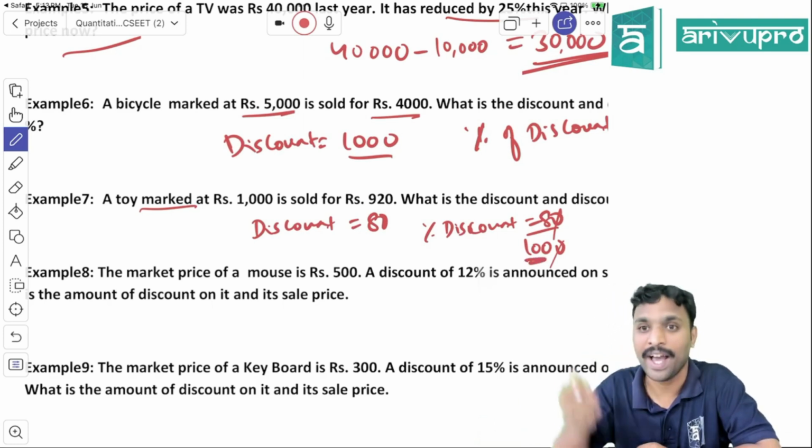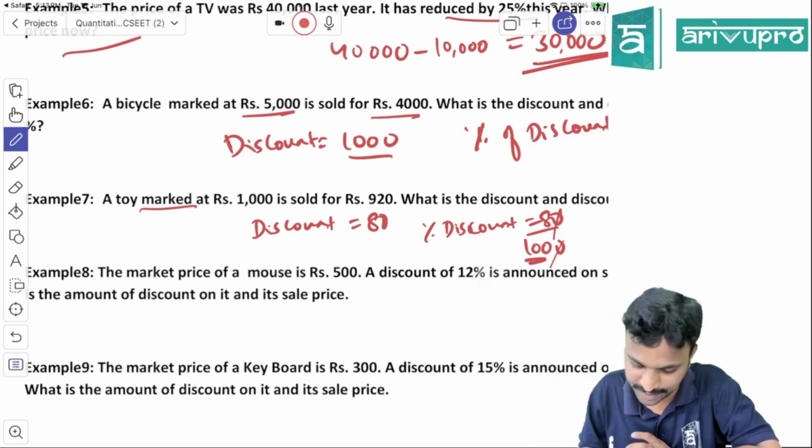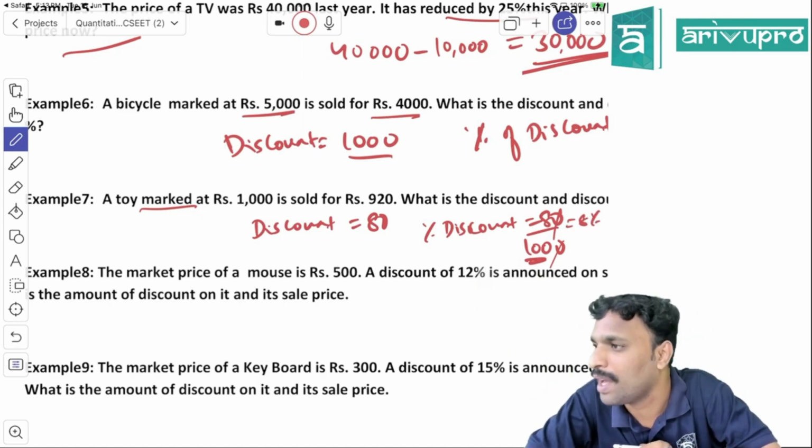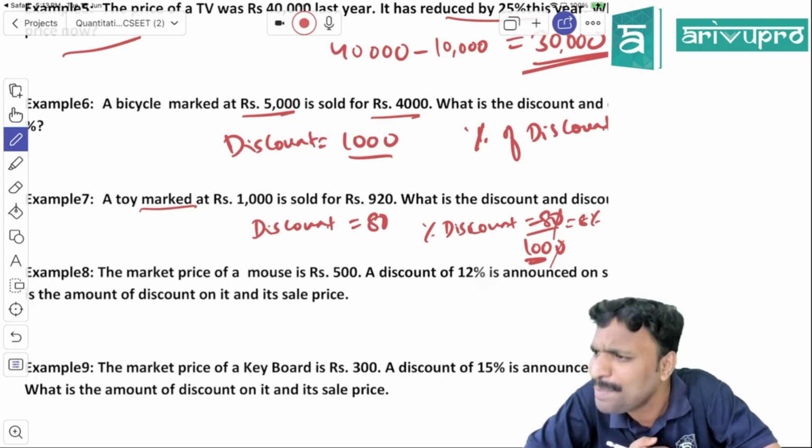Out of 100 only. How much is it? 8. So how much percent is it? 8. Understood. 80 by 1000 means 8 by 100. That means 8%. 3 by 100 means 3%.